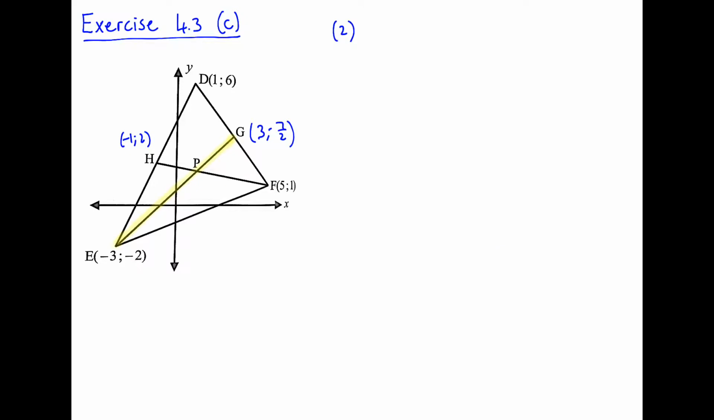Right, and now next we're going to look at the equation of FH. Okay, so we're going to do exactly the same thing here for FH. First, we're going to work out the gradient. So the gradient of FH is equal to 2 minus 1, the y value at H minus the y value at F, over minus 1 minus 5, the x value at H minus the x value at F. Okay, so we get 1 over negative 6. Okay, so that's our gradient.